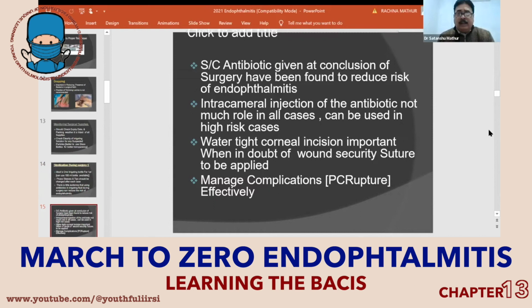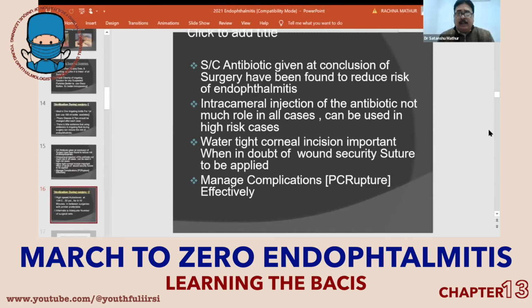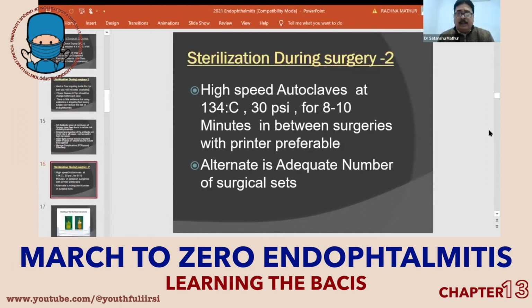Watertight corneal incision is very important. If there is a complication like PCR, we should manage it effectively. We should not leave the vitreous in the anterior chamber. Isolation during surgery is very important. We should keep an eye on the autoclave temperature, 134 degrees centigrade. And if you have no high-speed autoclave, then you should have an adequate number of surgical sets with you.